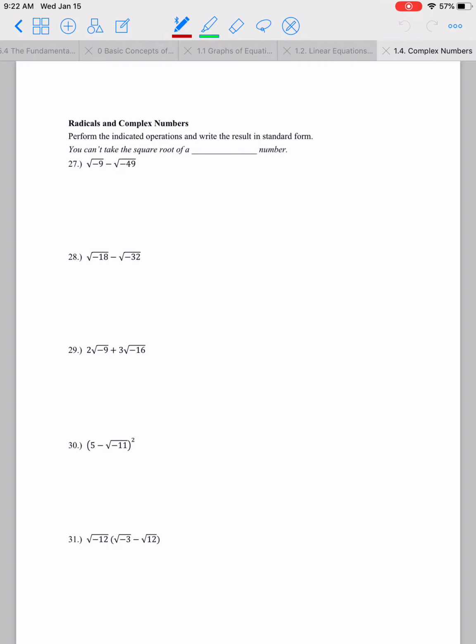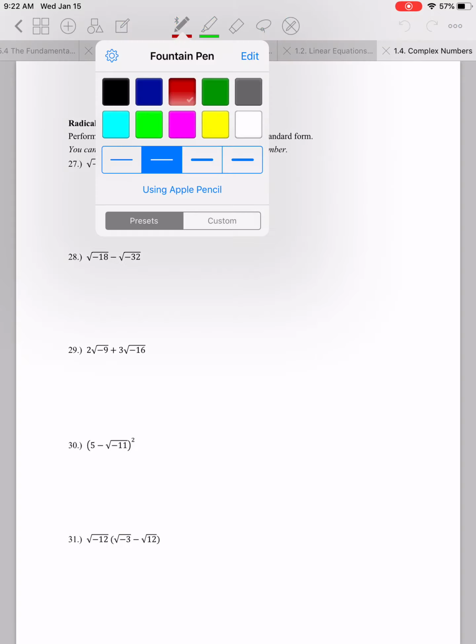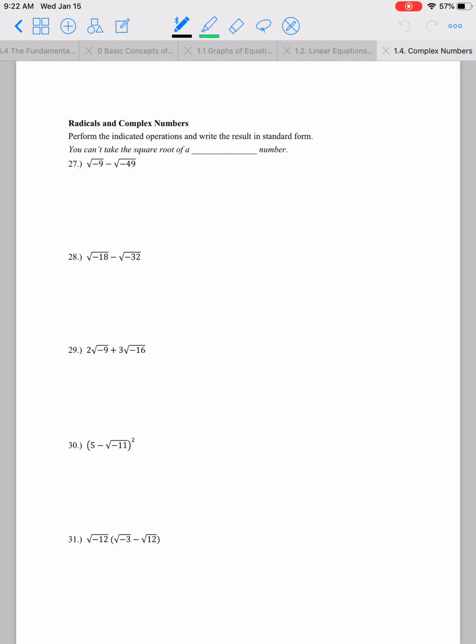Okay, one last thing, when you're going to work on this page, you need to remember that you cannot take the square root of a negative number. So before you do any of this, the first thing you need to do is change these square roots of negatives into imaginary numbers that have i's on them.